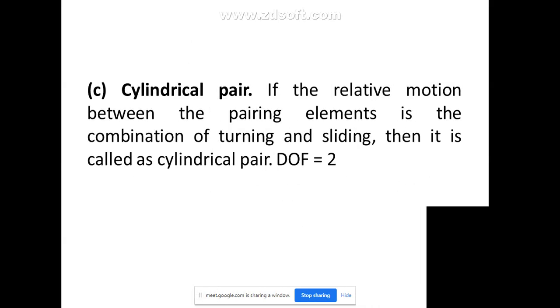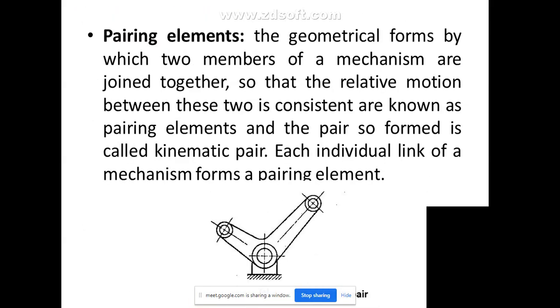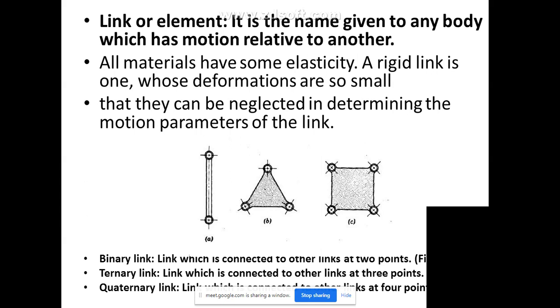You were there for the last class when I discussed the links. See the screen. There are different types of links. This first figure is known as a binary link, which is considered with only 2 points. In figure B, there is a ternary link with 3 points. And in the third figure C, there is a quaternary link, with 4 points.